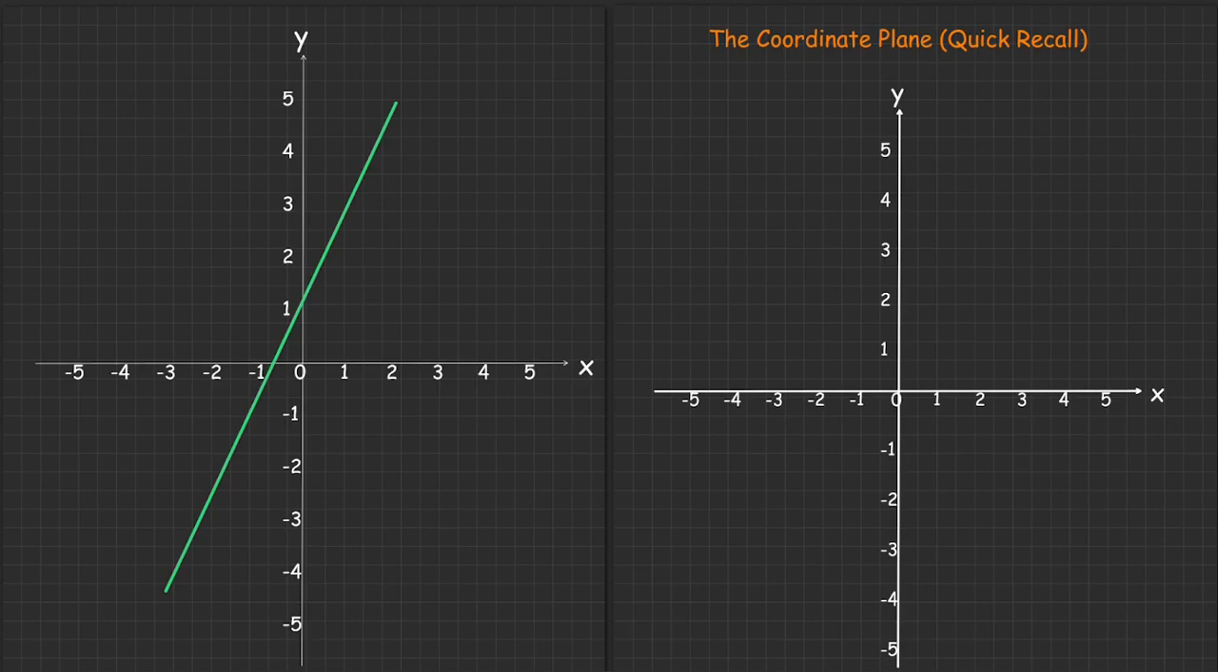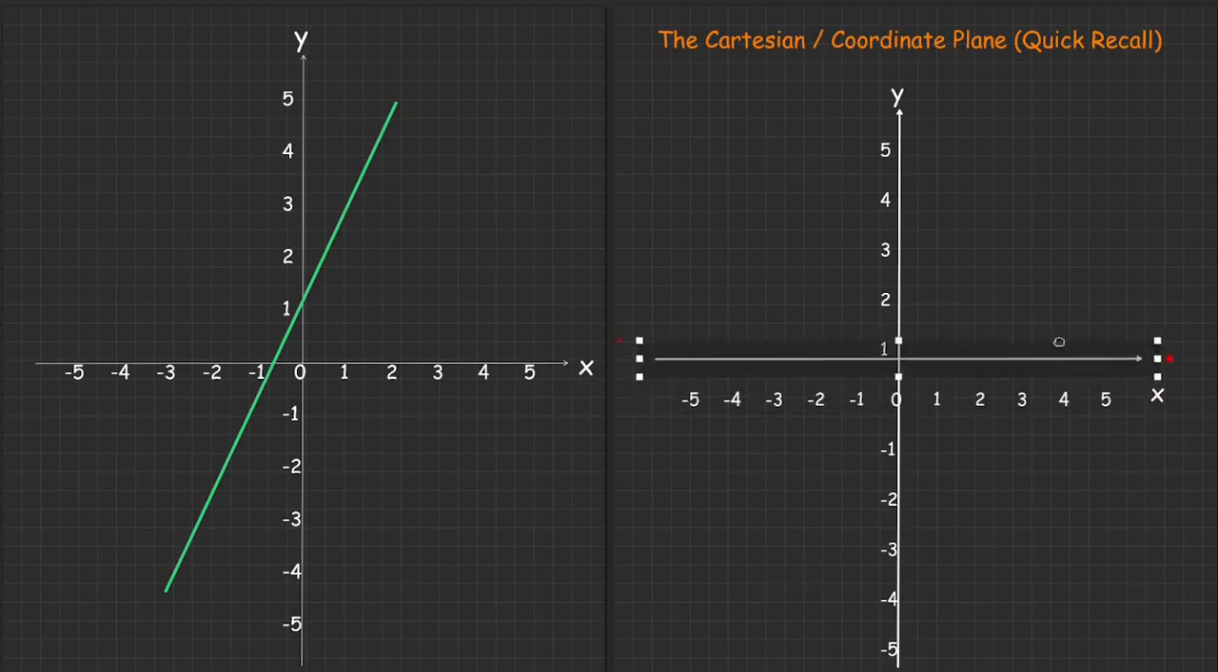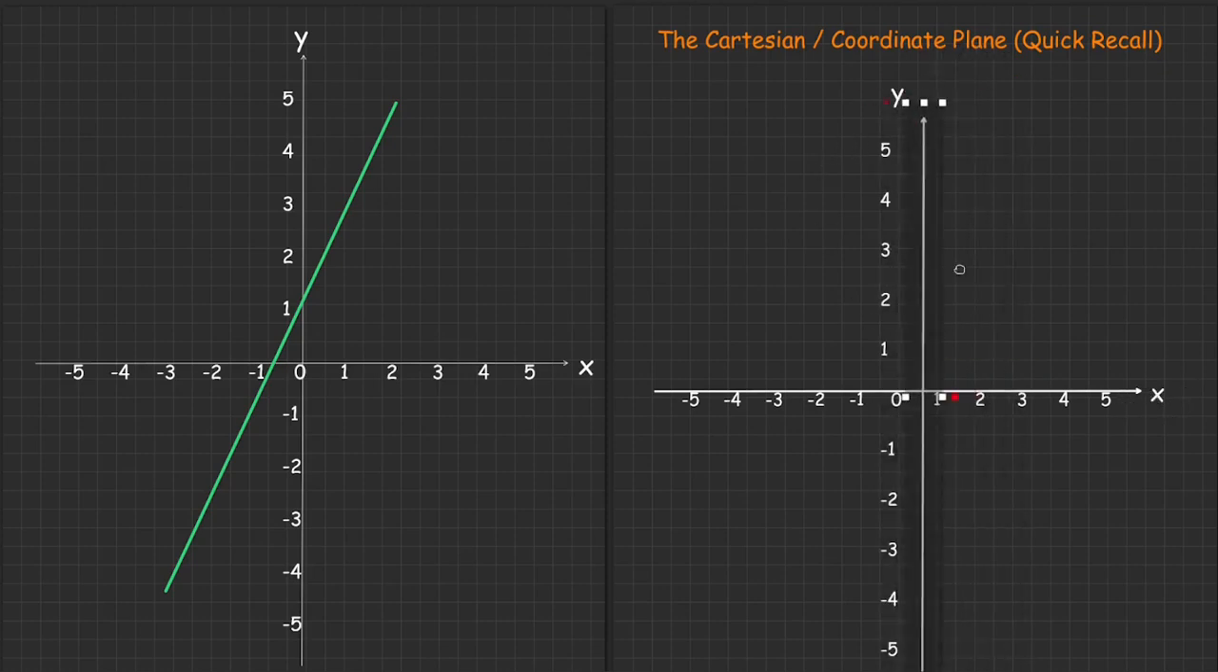Now, before we look at some further characteristics of the linear graph, let's do a quick recap or recall of what we call the coordinate plane or the Cartesian plane. The Cartesian plane has a horizontal axis. So this is the horizontal axis, and it is labeled as what? The x. So that is the x-axis. It also has the vertical axis, which we call the y-axis.